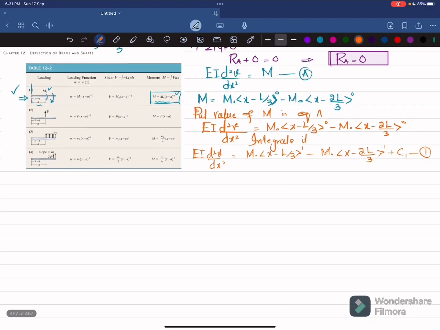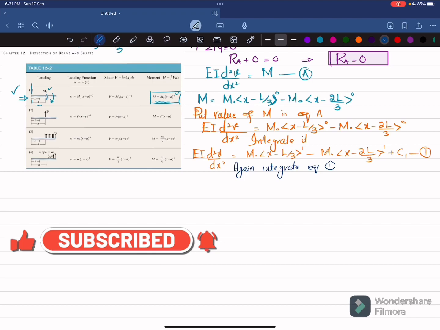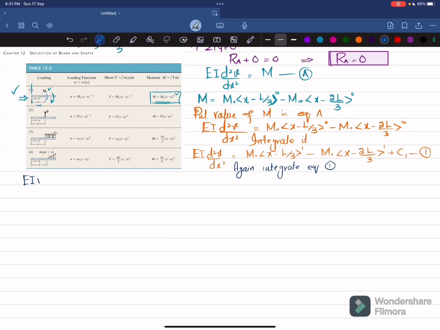Now we have to integrate equation 1 again. So you will get EI into v, which is deflection, equal to m0 into x minus L by 3 power 2 divided by 2 minus m0 into x minus 2L by 3 power 2 divided by 2 plus C1 into x plus C2. And this is equation number 2. Now C1 and C2 are unknown constants of integration and they can be found by using boundary conditions. So what are the boundary conditions?